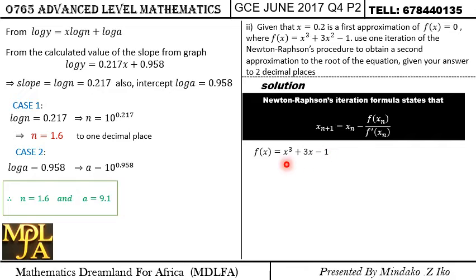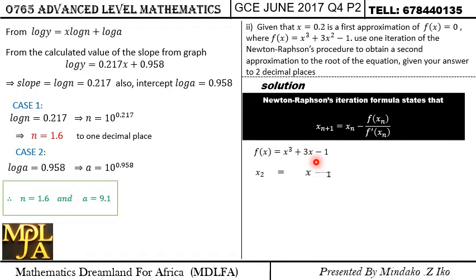All right, so this is our f of x. From this Newton-Raphson iteration formula, we need f of x n, where our x n here is the first value, which is 0.2. This is our x1, actually it is 0.2. And then we need our f prime of x n, which means we need f prime of this first value.